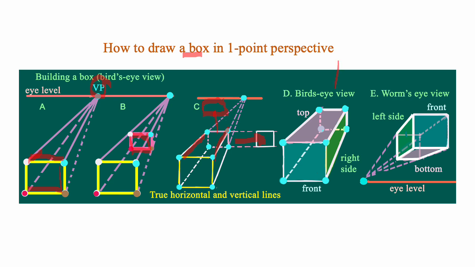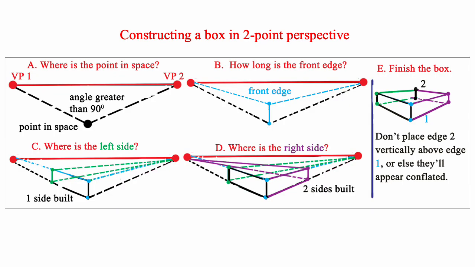The bird's eye view is looking down at the box so we see its top, and the worm's eye view is looking up so we see its bottom. In 2-point perspective, the box has true vertical lines but no true horizontal lines.